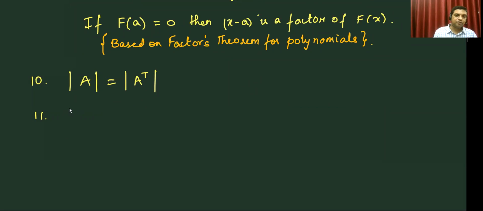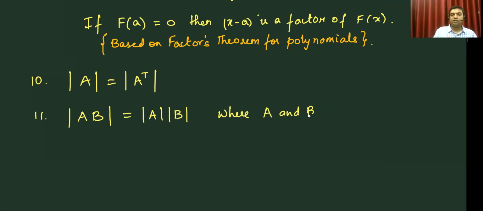Now, determinant of AB, both should be square matrices, okay, of the same order. Then this is the same as determinant of A times determinant of B, where A and B are square matrices of the same order.